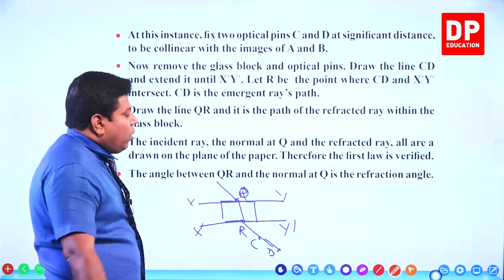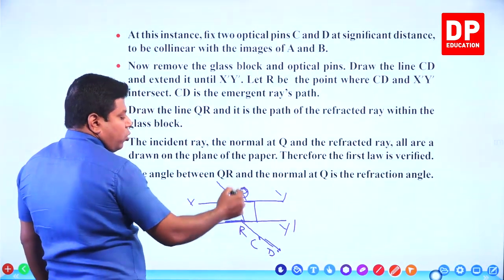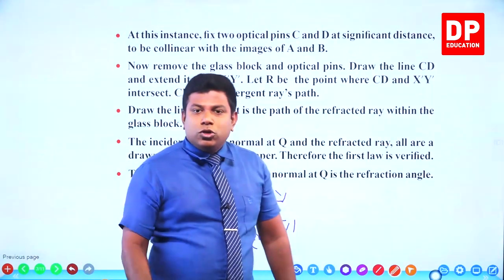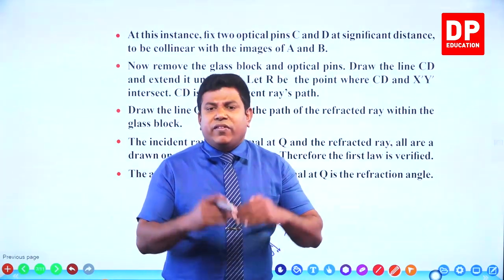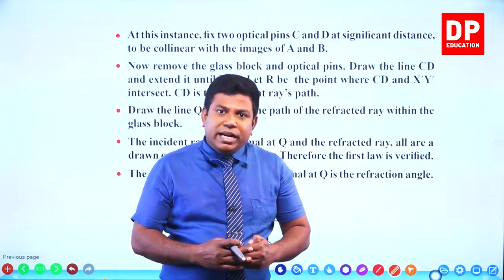The angle between QR and the normal at Q is the refraction angle. At this point, you have drawn the normal. So, you can measure I and R. Understand? So, those are the steps. If you have to explain this experiment in an exam, if you have to explain this to somebody, this is how you explain that in wordings.